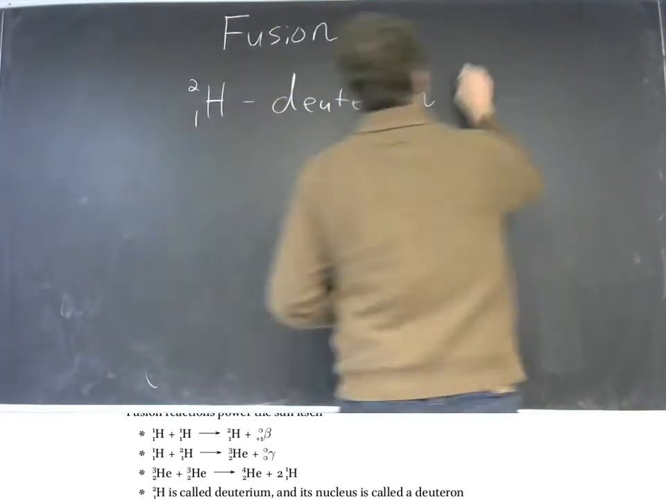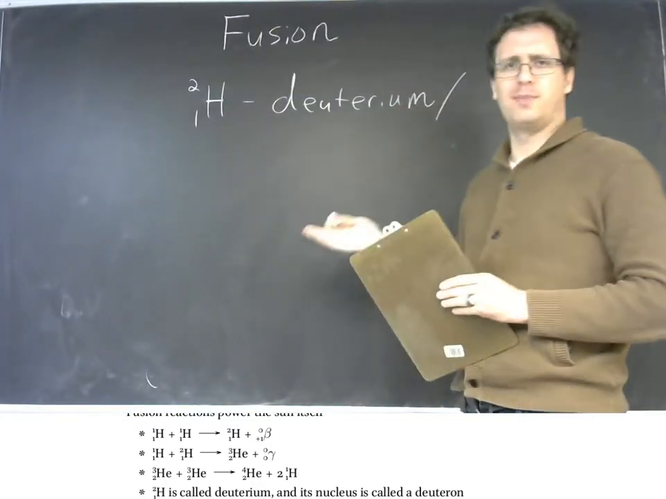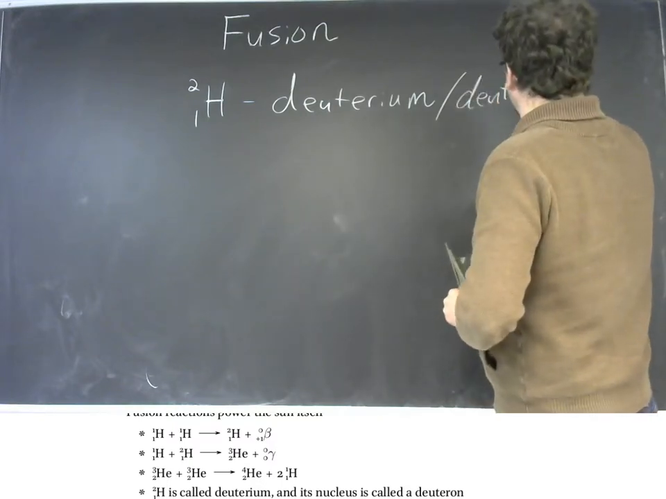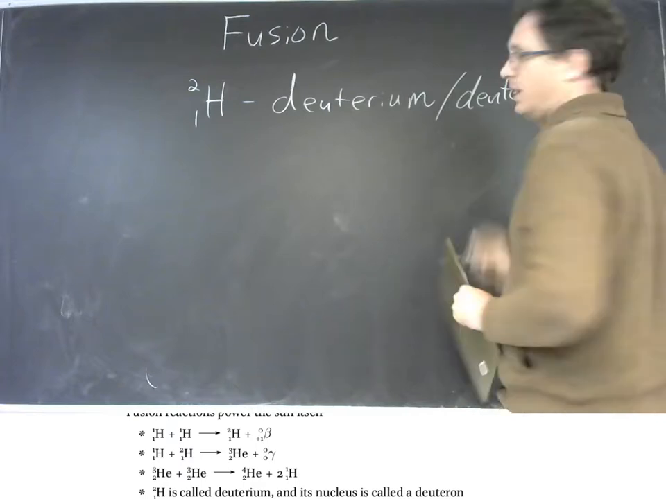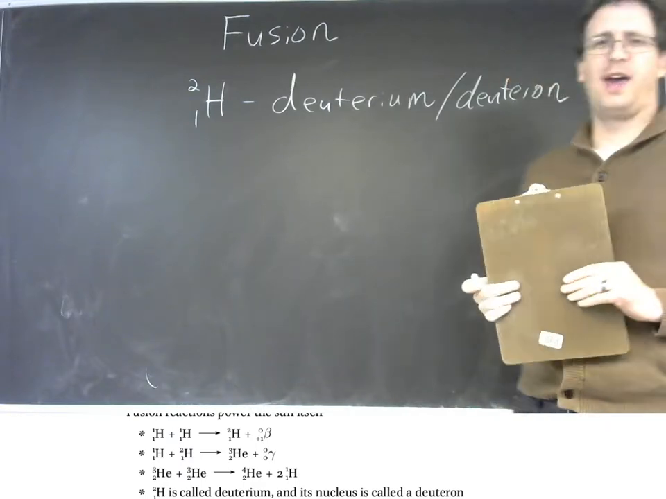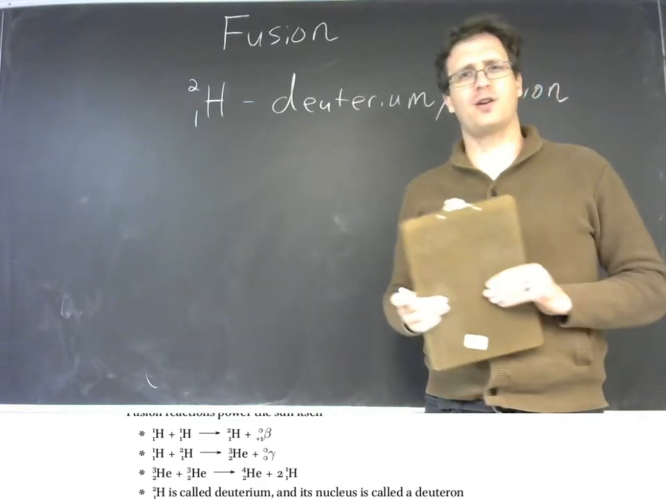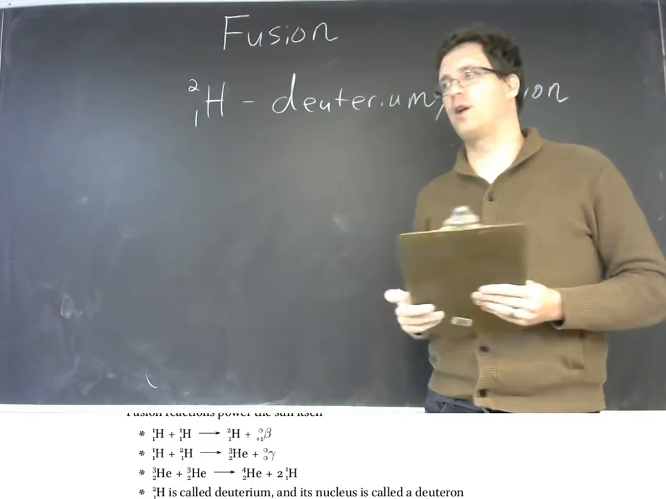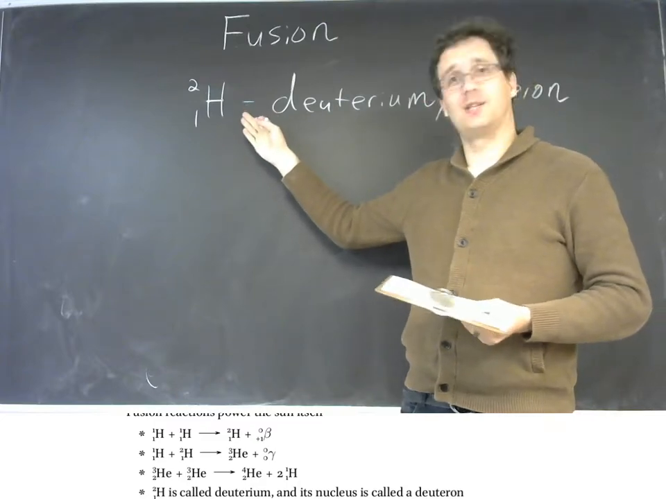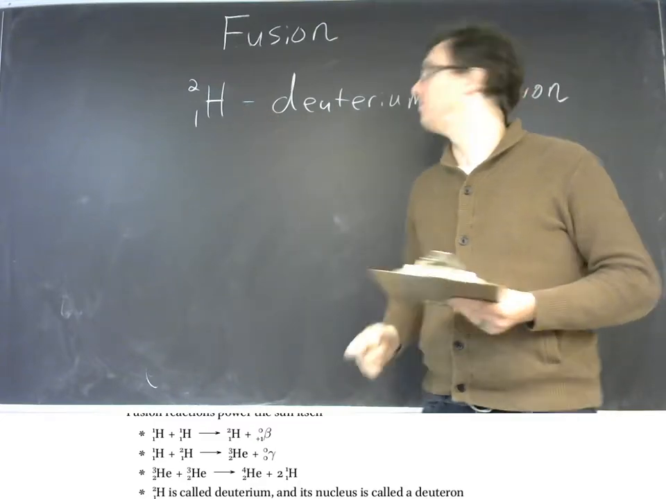So deuterium technically is the whole atom. It includes an electron. A deuteron is the nucleus. And you may have heard of heavy water. So heavy water is water in which one or more of the hydrogens is actually a deuterium.